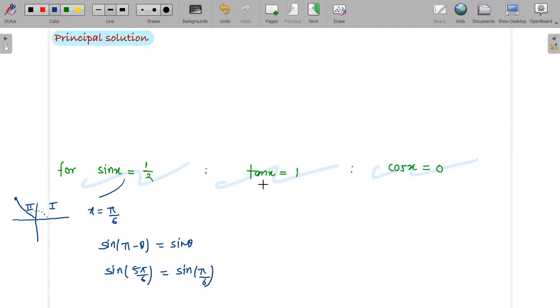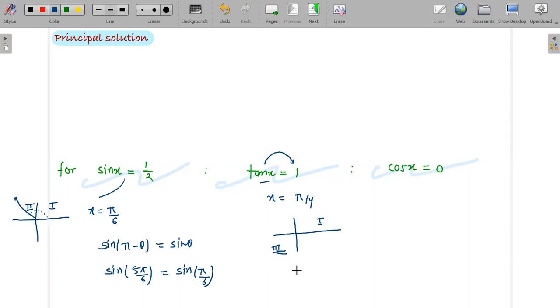Let's try it again. This time, we have tan x equals 1. Now tan x gives 1 for x equals pi by 4. Am I right? Now I need to check whether there will be more solutions for tan x equals 1 or not. I know that tan is positive in quadrant 1 as well as in quadrant 3, and the range of tan is from negative infinity to positive infinity. That means definitely there will be a solution in quadrant 3.